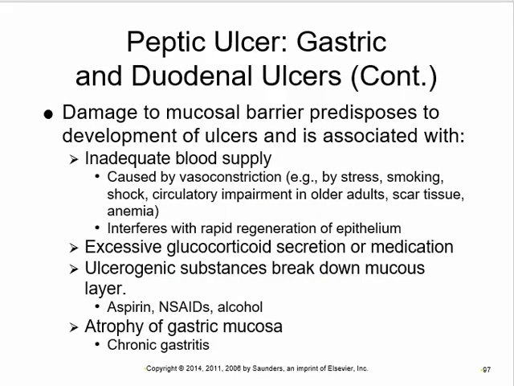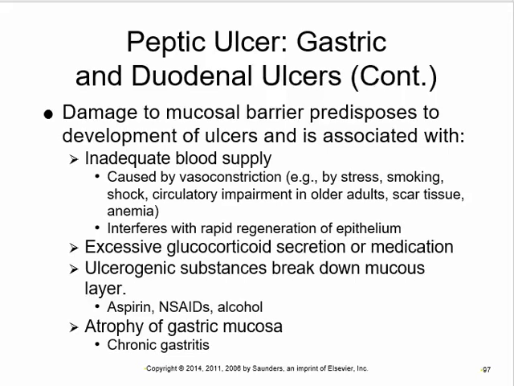So what happens is we have less defense, and we can have an inadequate blood supply. So one of the things that stress and sympathetic innervation does is it shuts off the blood supply to the GI tract so that we can divert that blood to skeletal muscles and other places. So if you're stressed, you're getting less blood and less nutrients to the stomach itself, which lowers its defenses.